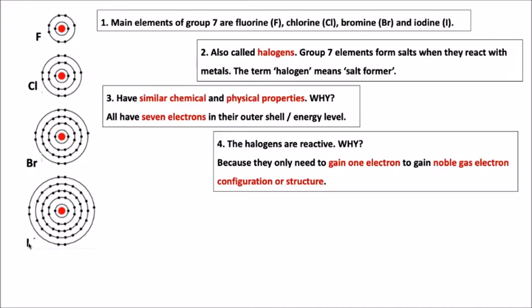It's very simple, because they only need, the keyword is they only need to gain 1 electron, to become noble gas configuration, or to gain what we call the noble gas electron structure. The word configuration and structure can be used interchangeably. So if I put configuration, don't get confused, it's the same as structure. So the reason why they are reactive is what I've just said.